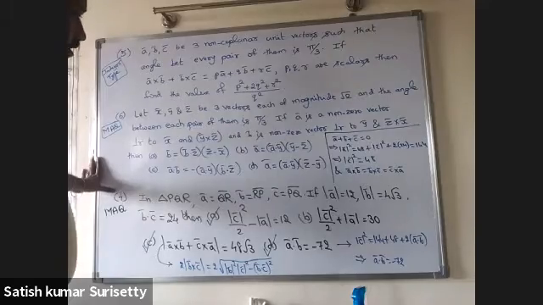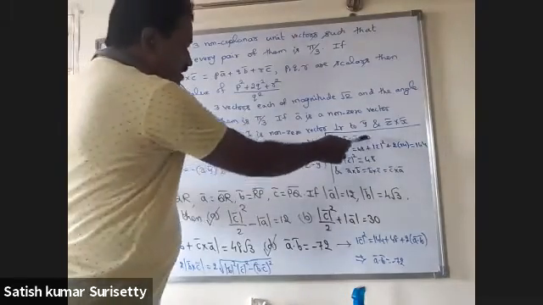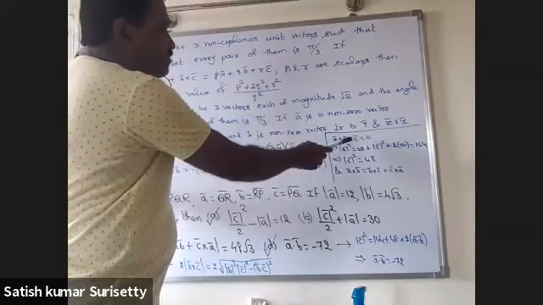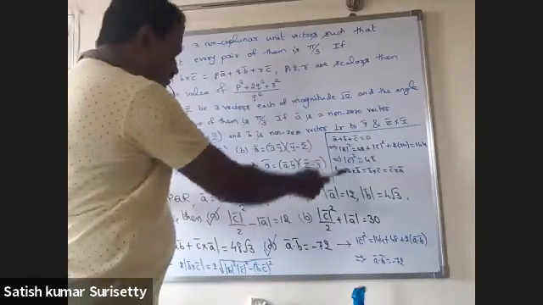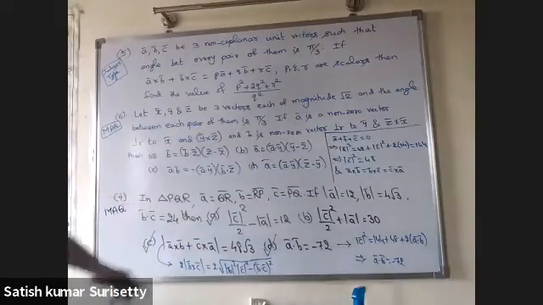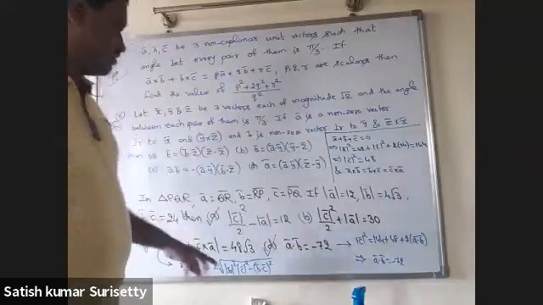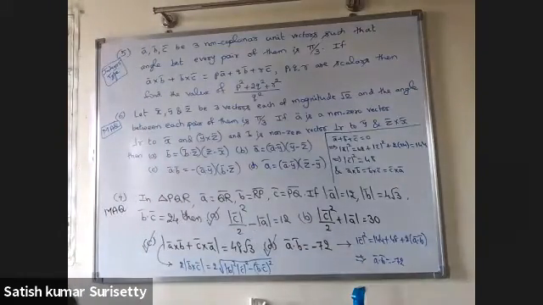So in the fourth problem, A bar plus B bar plus C bar equal to 0. So take B bar plus C bar to the right side and square it. Then you'll get modulus of C square. Then you can verify the first option as well as second option. So first option will be correct.